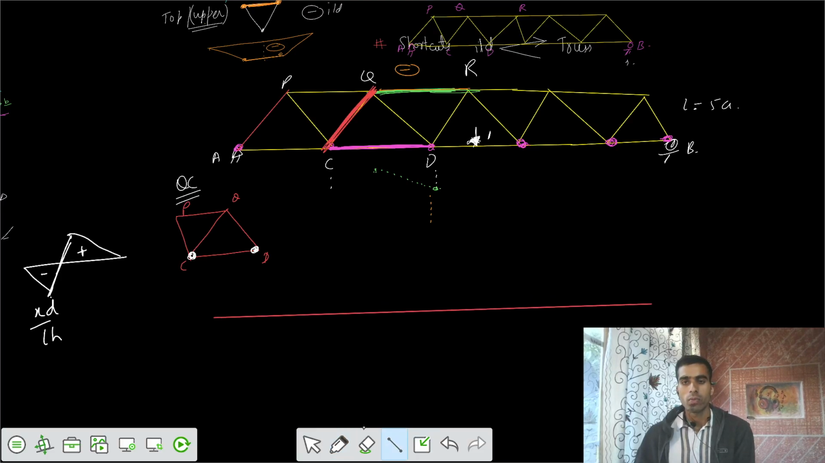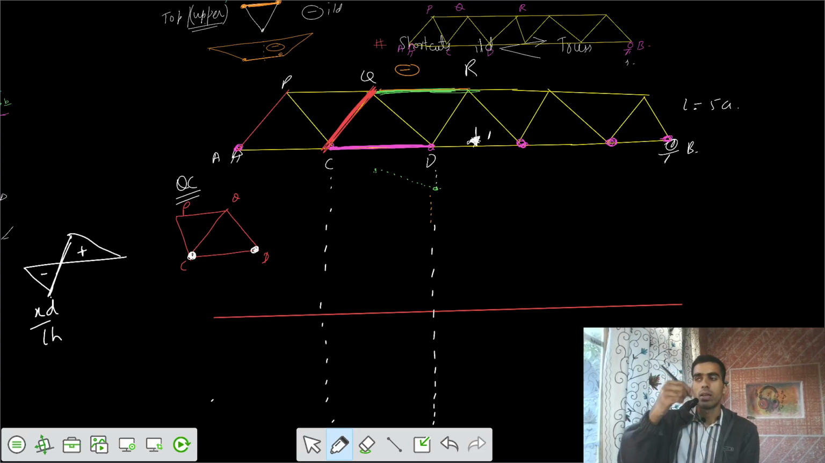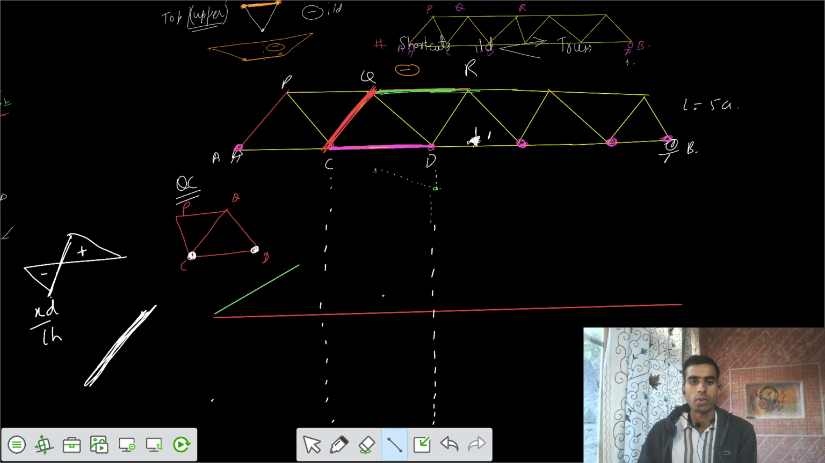Okay, so we got the two critical points. One of the critical ordinates is at point C, and one of the critical ordinates is at point D. So we got the locations. Now we need to say whether our starting diagram is above the line or below the line. Let's take that one also. I would say your member orientation is in this way, so our diagram would start in this way. This is your diagram.